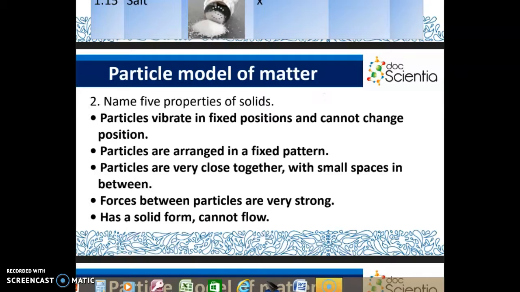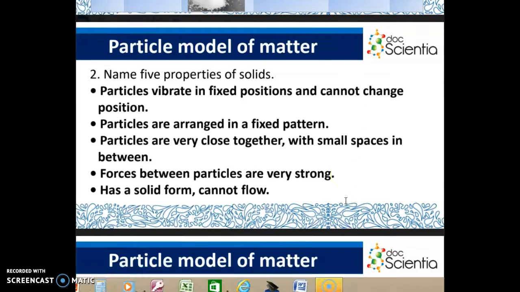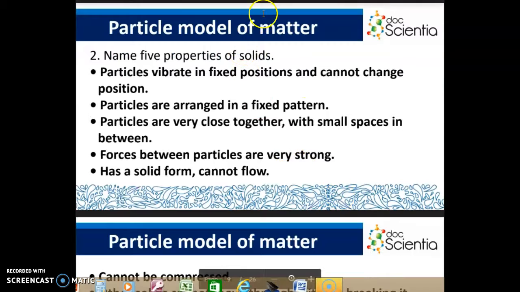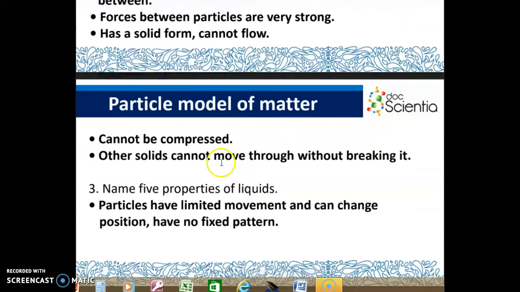Particles vibrate in fixed positions and cannot change position. Number 2. Particles are arranged in a fixed pattern. Number 3. Particles are very close together with small spaces in between. Number 4. Forces between particles are very strong. And number 5, it is in a solid form and it cannot flow because it's a solid. Oh, there's more. It cannot be compressed and other solids cannot move through without breaking it.